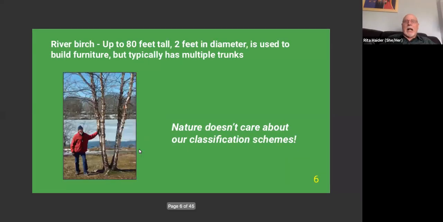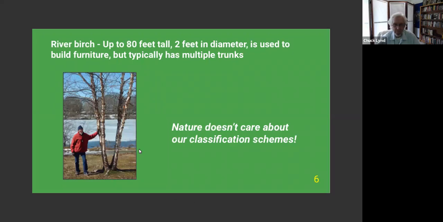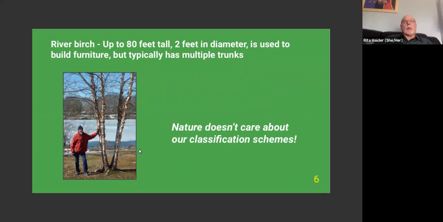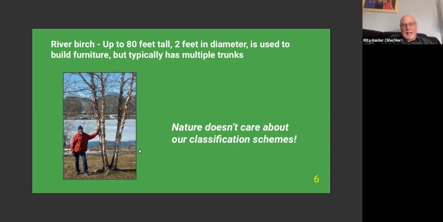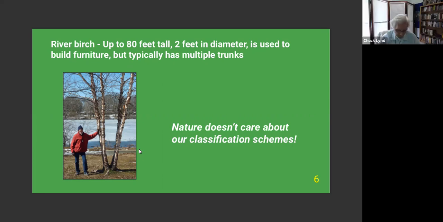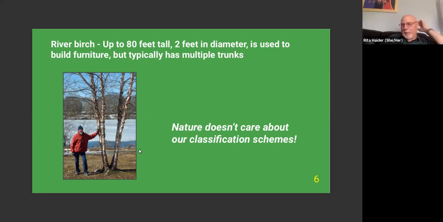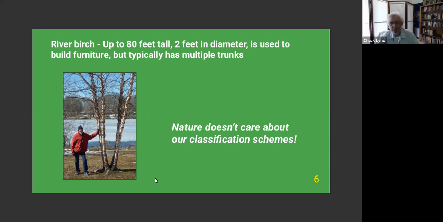Throughout this talk, I'm going to talk about exceptions because nature doesn't care about our rules. Nature is only really trying to survive, and it'll do whatever it has to get by. We like to classify things. We like to have a couple or 3, not too many categories that are discrete and simple, but nature doesn't always work that way.